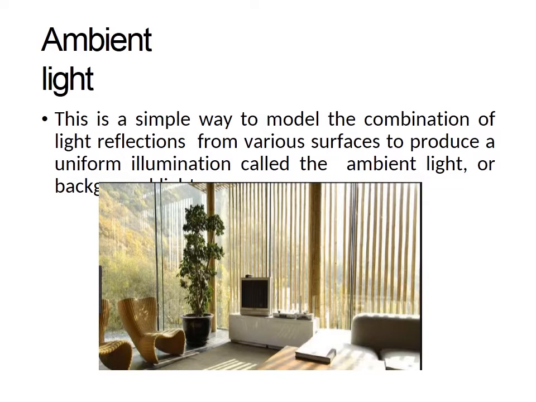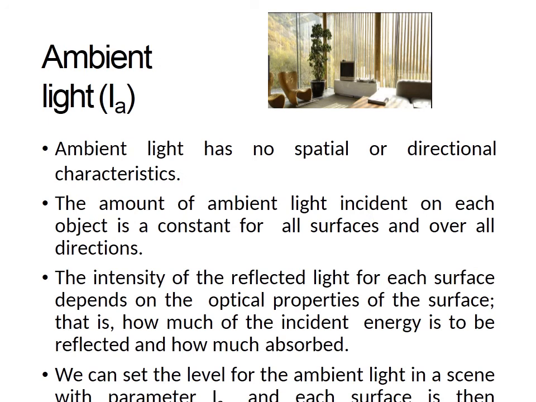Ambient light has no spatial or directional characteristics. The amount of ambient light incident on each object is a constant for all surfaces and over all directions. So, therefore, it is called ambient light, as it is depicted on the screen. As we have stated earlier, ambient light has no spatial or directional characteristics.